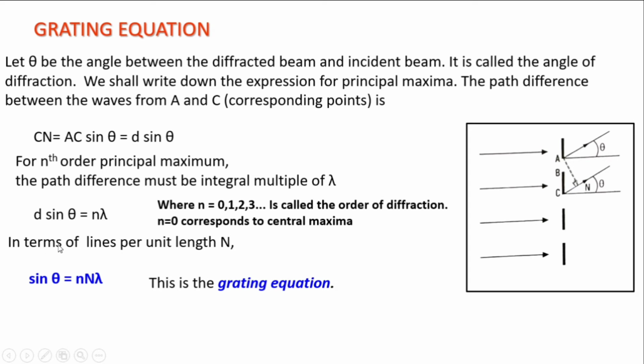So in terms of lines per unit length, because we know 1 by d is equal to capital N, we can write sin theta is equal to N n lambda, that is the grating equation. So from this equation we can write an equation for lambda. Lambda is equal to sin theta by N n.